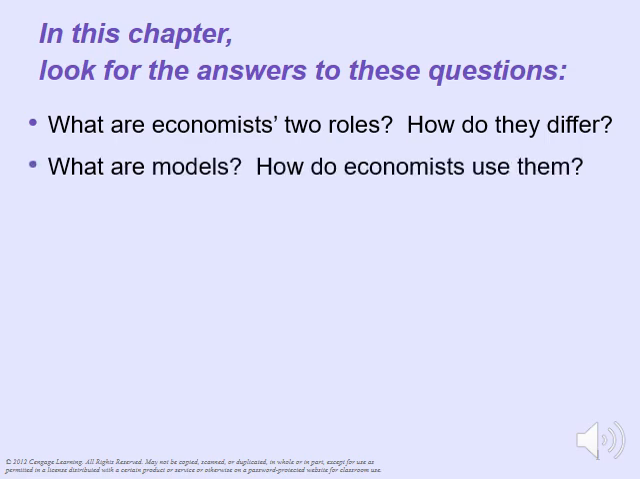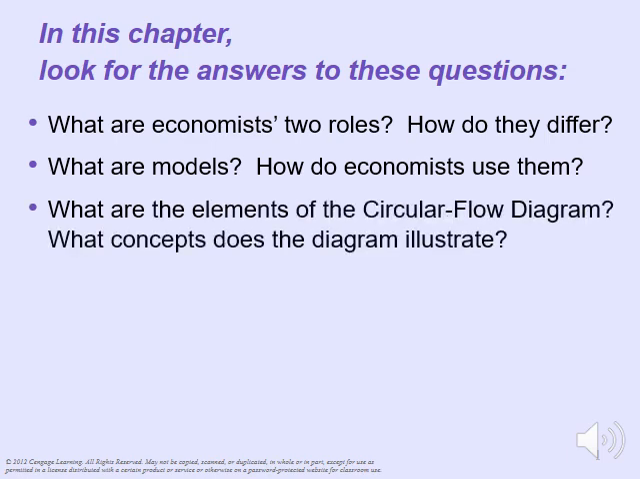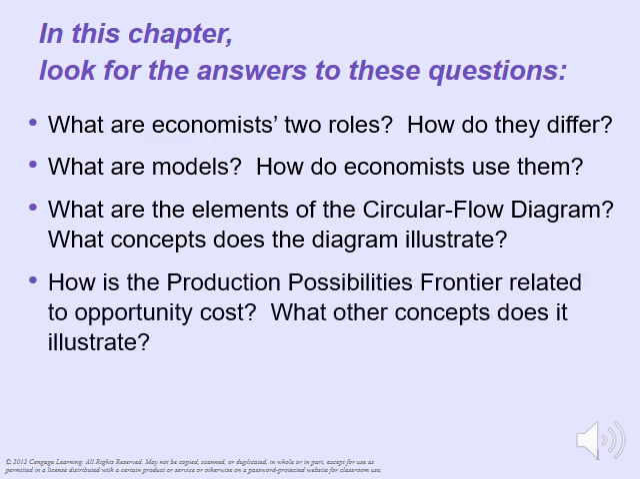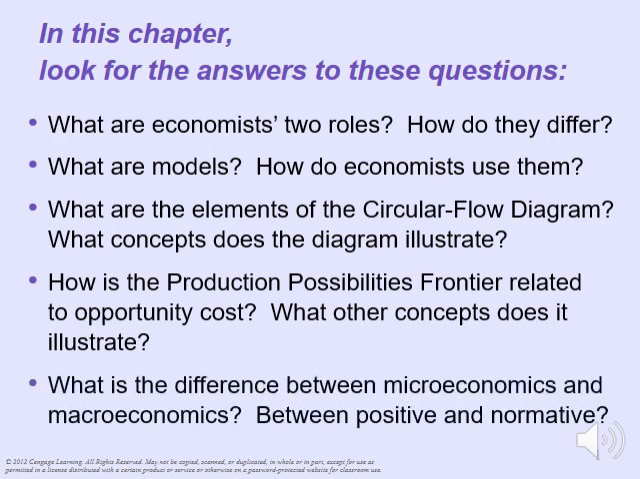What are the elements of the circular flow diagram? What concepts does the diagram illustrate? How is the production possibilities frontier related to opportunity cost? What is the difference between microeconomics and macroeconomics, between positive and normative?